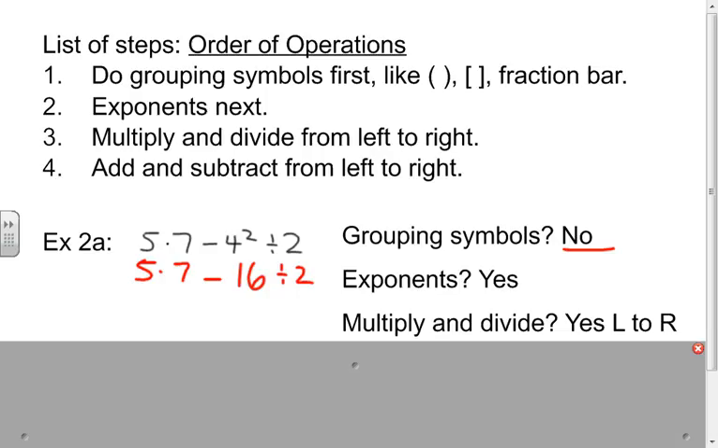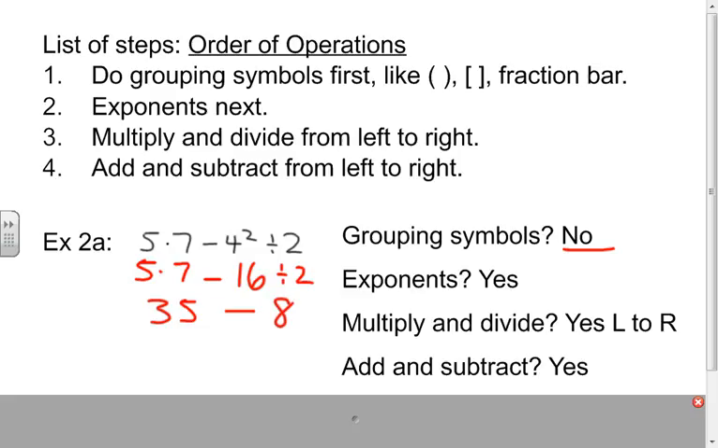So 5 times 7 gives me 35. Do I have any more multiplications or division? Sure I do. I have 16 divided by 2, and that gives me 8. I haven't done anything with the subtraction sign yet. No more multiplication and division, so I go to the last step, which is add and subtract. I do have a subtraction left, and that gives me my answer, which is 27.